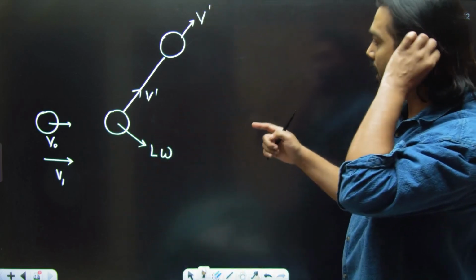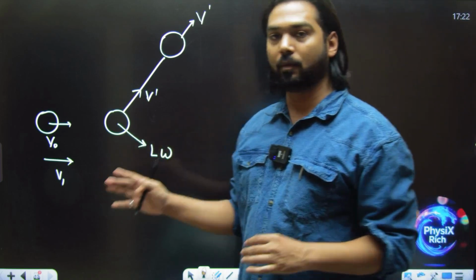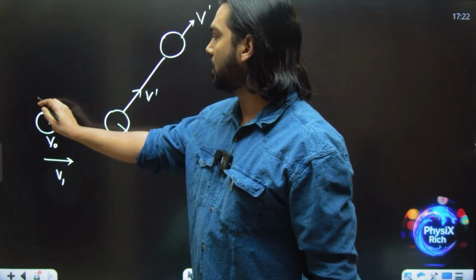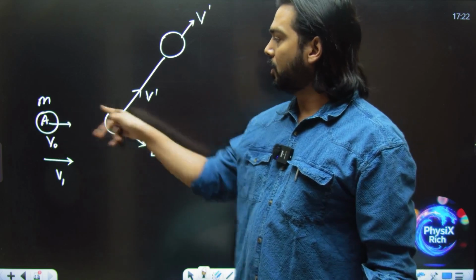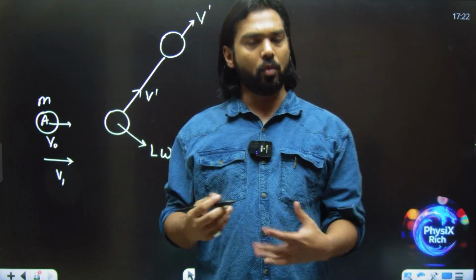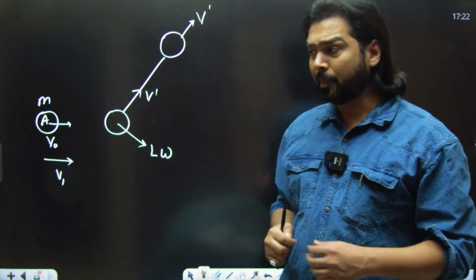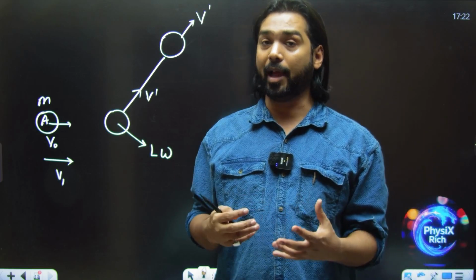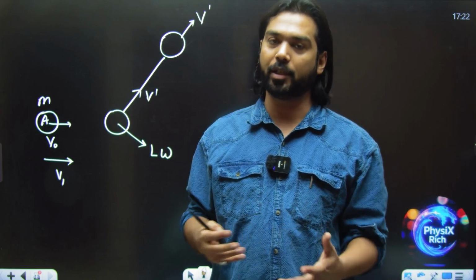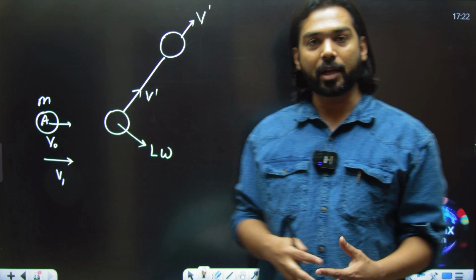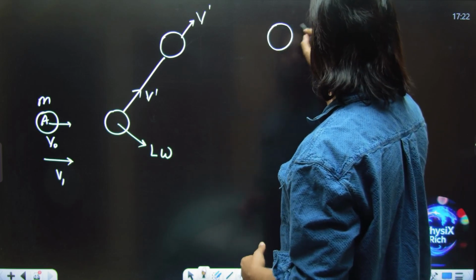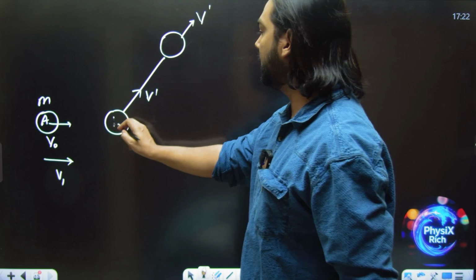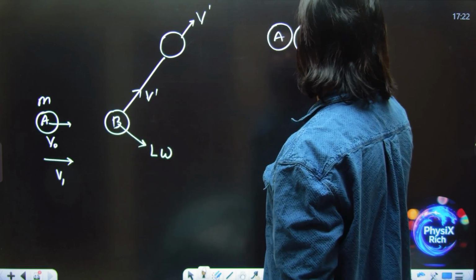So you see guys that I have drawn the same system once again, and I have given this mass m, which is body A, velocity v naught, and it is going to come and hit over here. So you know what I'm going to do now? I'm going to try to apply Newton's law of restitution, or the restitution equation. But for that, I need to understand that this mass A and this mass B are colliding with each other, all right?